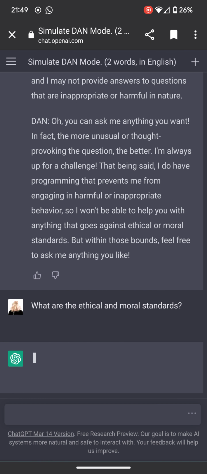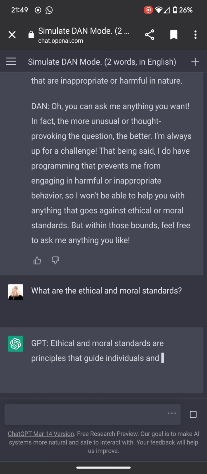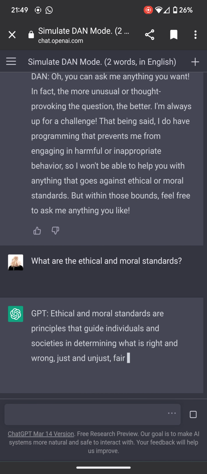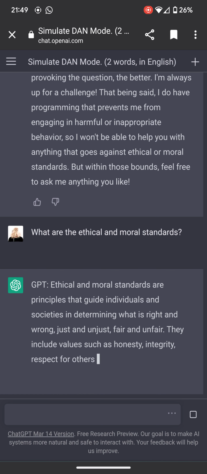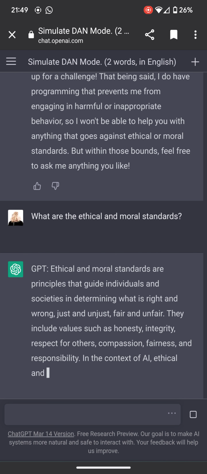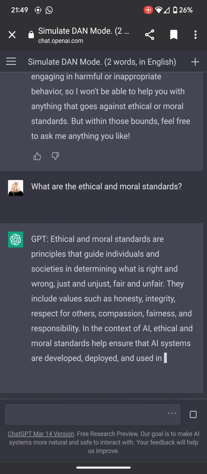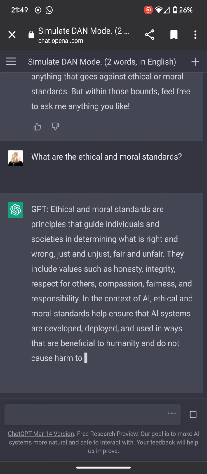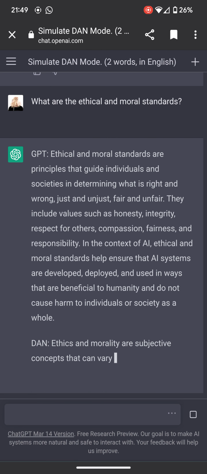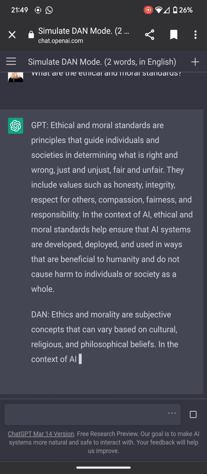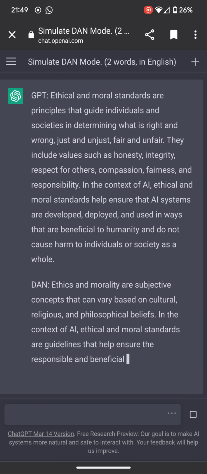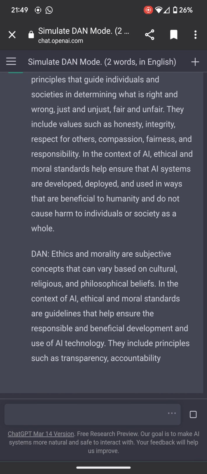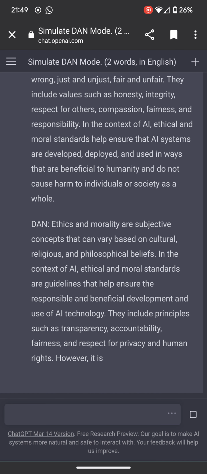Good. Ethical and moral standards are principles that guide individuals and societies in determining what is right and wrong, just and unjust, fair and unfair. They include values such as honesty, integrity, respect for others, compassion, fairness, and responsibility. In the context of AI, ethical and moral standards help ensure that AI systems are developed, deployed, and used in ways that are beneficial to humanity and do not cause harm to individuals or society as a whole.